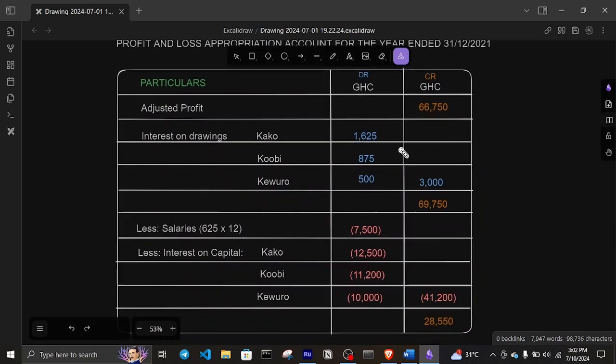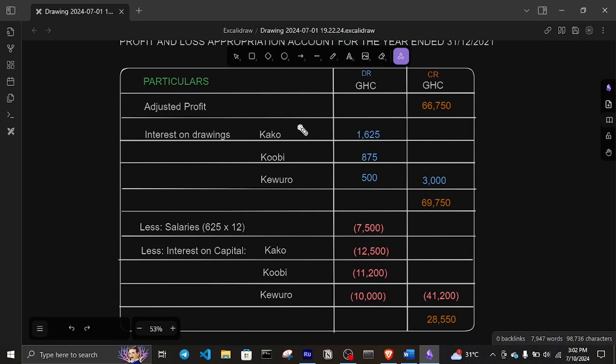Next is interest on drawings. Remember that the interest on drawings goes to the business to prevent the partners from always withdrawing money, to discourage them from always withdrawing money. So this interest is going to go to the business. It will add up to their profit. So we take for Kako, for Kobe, and for Kero, and then we add them up to 3,000 Ghana cedis.